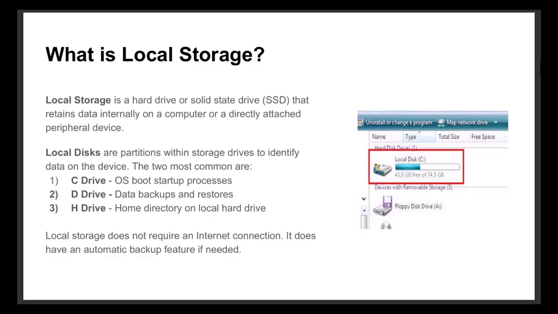There are three common local disk drives that you will see on your computers: C drive, D drive, and H drive. Your C drive will be your local storage folder that will store all of the boot up processes and files for your operating system. Your D drive is going to be where you have your data backups. And your H drive will serve as a home directory on your local hard drive. With local storage, as long as you are able to authenticate to the device and have a working power connection, all of your local storage will be accessible.